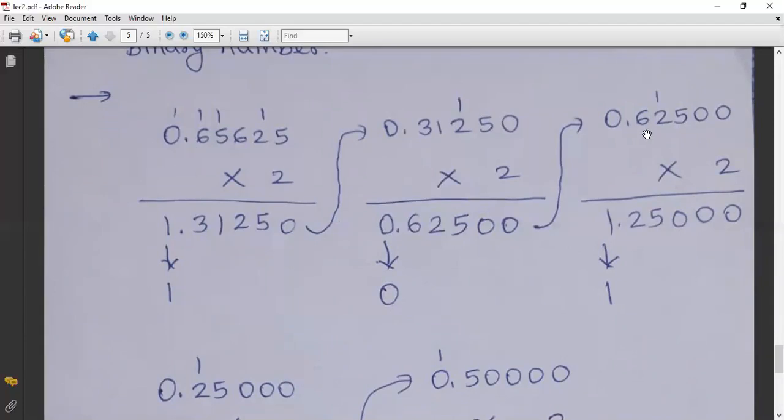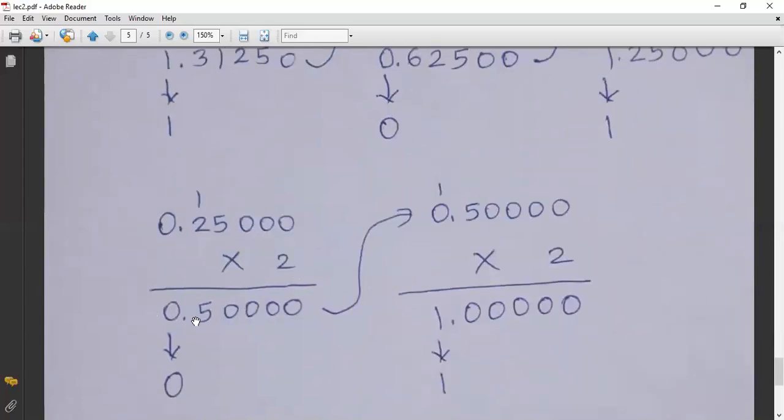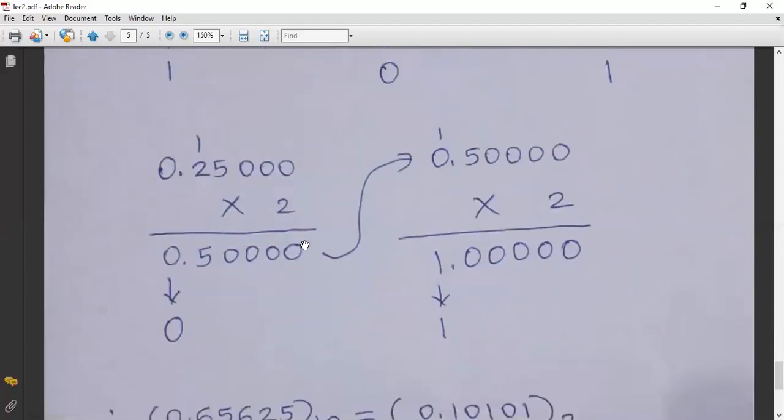Now the number is 0.62500 multiplied by 2. Now 2 zeros are 0, 2 zeros are 0, 2 5s are 10, carry over 1, 2 2s are 4 plus 1 is 5, 2 6s are 12, carry over 1. Now extract this 1. Take the remaining part for further calculation. Multiply it by 2. We will get 0.5000. Extract this 0. Consider the remaining part for further calculation.